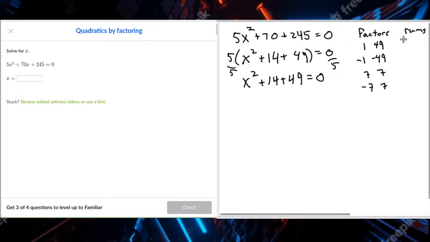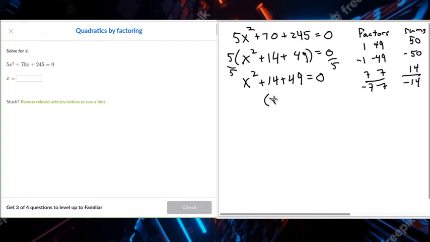So now I want to find the sums. 1 plus 49 is 50. Negative 1 minus 49 is negative 50. 7 plus 7 is 14. Negative 7 plus negative 7 is negative 14. Let's check here. What do we got? We've got plus 14 over here, so that's the one we want. These are our two factors.